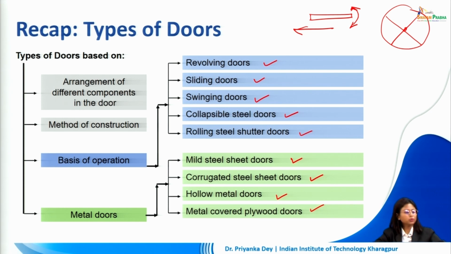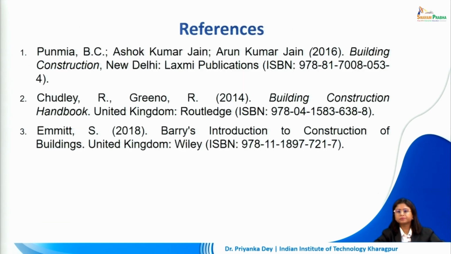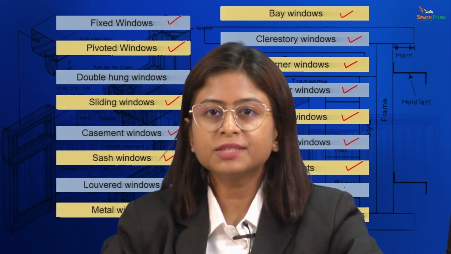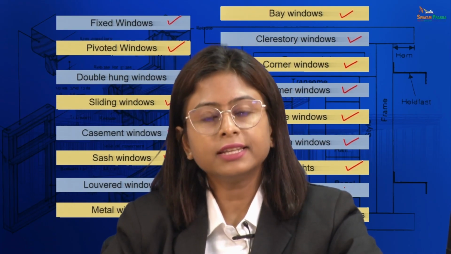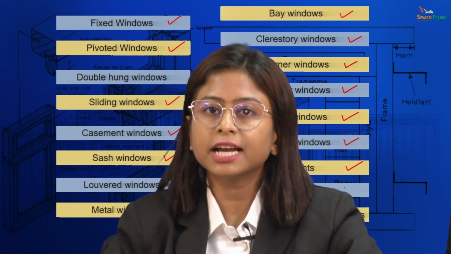So those were the various types of doors. We can further study them in detail from these references. So in this module, we are learning about doors and windows. We are done with doors, and in the next lecture, we are going to discuss the various types of windows.